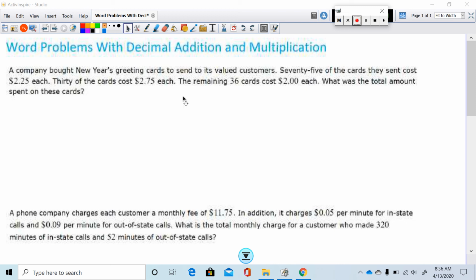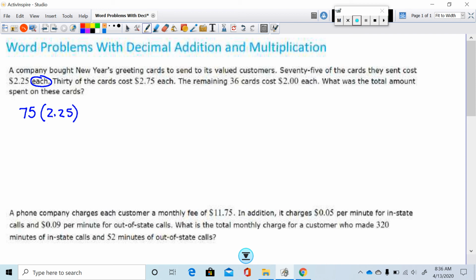So the first one: a company bought New Year's greeting cards to send to its valued customers. 75 of the cards they sent cost $2.25 each. So I have 75. And this word "each" in a sentence indicates multiplication.